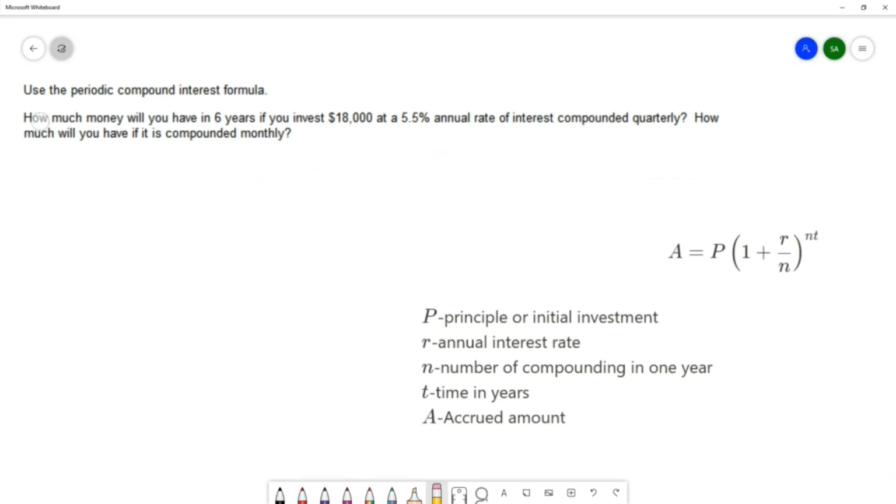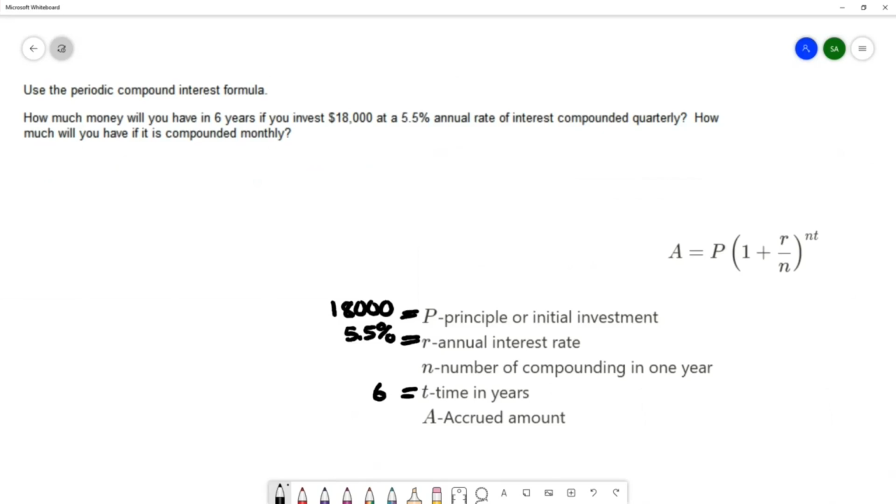So in reading the question, we have how much money will you have in 6 years? So that 6 is referring to T, the time. If you invest $18,000, $18,000 is our initial investment, which is our principal. We're going to invest that $18,000 at a 5.5% annual rate of interest. So this is our rate, our interest rate, 5.5%.